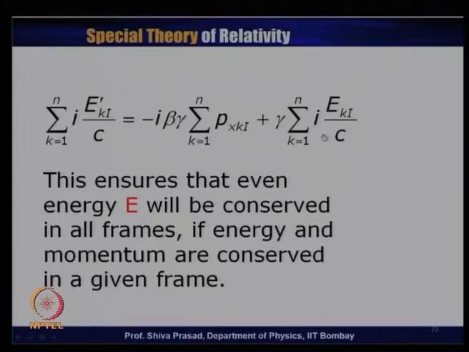Now if this is conserved, this automatically means this is also conserved. So this ensures that even energy E would be conserved in all frames if energy and momentum are conserved in a given frame. So if momentum is conserved, I need energy to be conserved if this momentum conservation has to be a universal law. But it also ensures that if momentum and energy are conserved in one frame of reference, both momentum and energy will be conserved in any other frame.